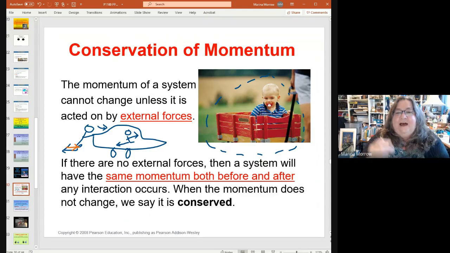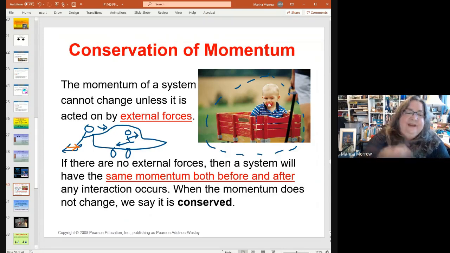Now, we need that external force to change the momentum. And let's say he was moving. So his wagon is rolling across the ground freely. Well, what stops the wagon? Friction, right? Running into something. Those are forces. Like Galileo said, if there are no forces, that wagon could go forever. So this conservation of momentum idea relates back to Galileo's idea of inertia and Newton's first law.